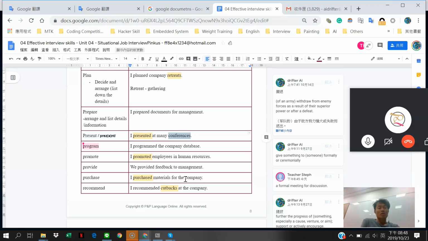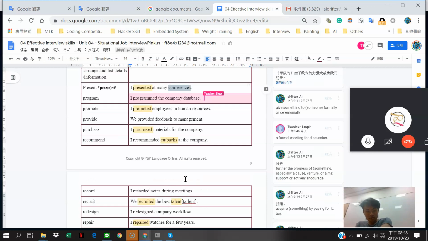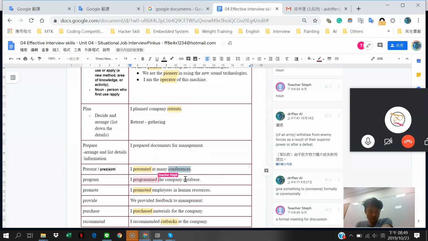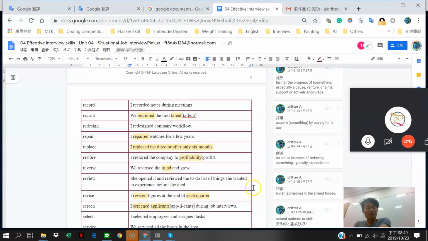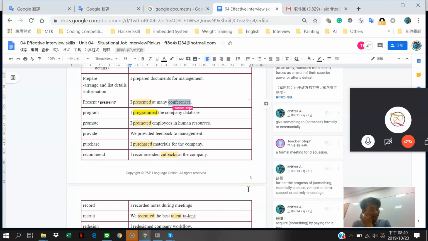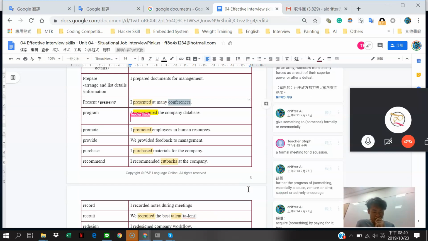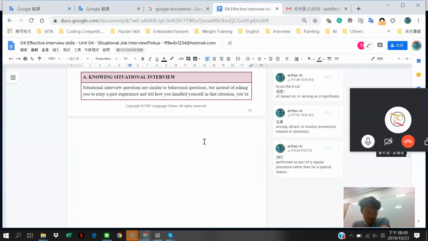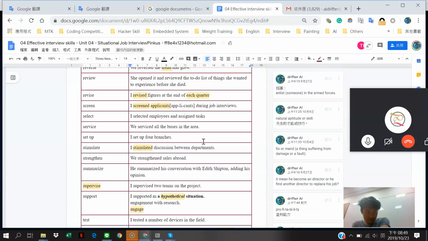Program. Okay, "I programmed the company database." This is quite an easy word for you because you do this, isn't it? Programmer. I'm a programmer. Okay, since you're a person, you're called a programmer, right? This refers to a person. So, I programmed the company database.